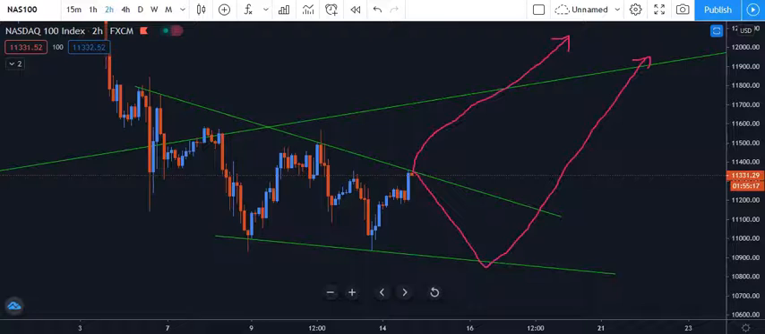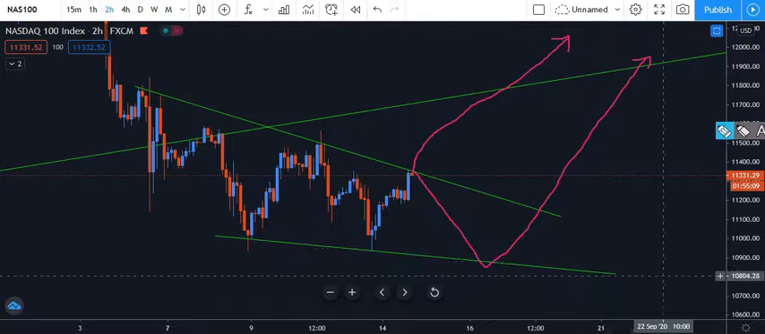That is for this week into next week. So watch carefully what price is going to do around there, then join the trend. Short term or mid term bullish on NAS 100.